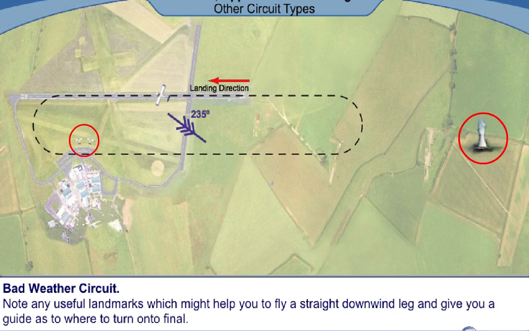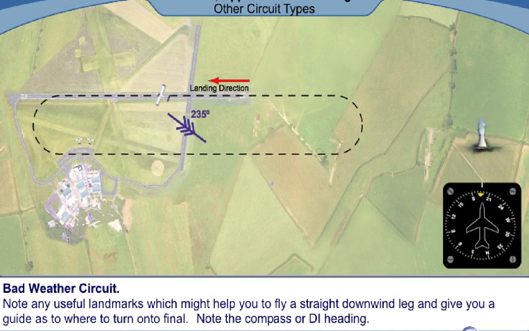Because of the poor visibility, you would note any useful landmarks on the circuit side of the airfield, which might help you to fly a straight downwind leg and give you a guide as to where to turn onto final. Note the compass or direction indicator heading, as this will be the heading for your final approach.